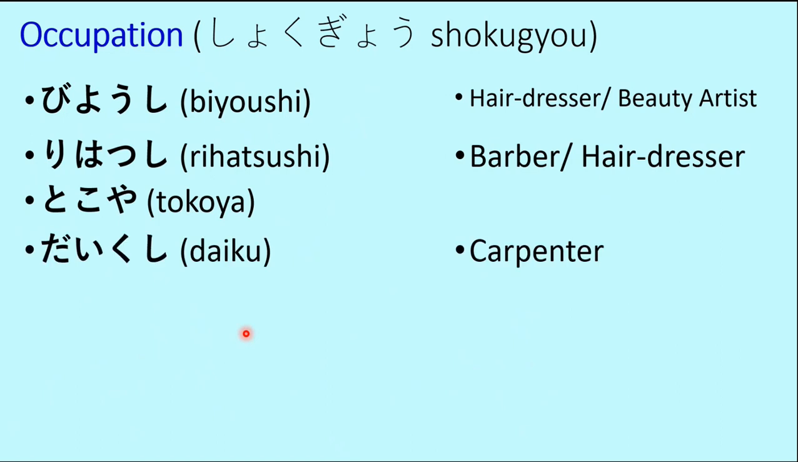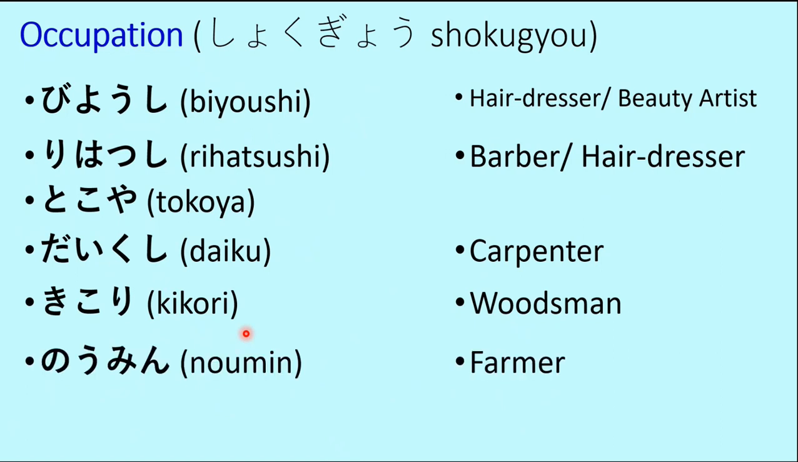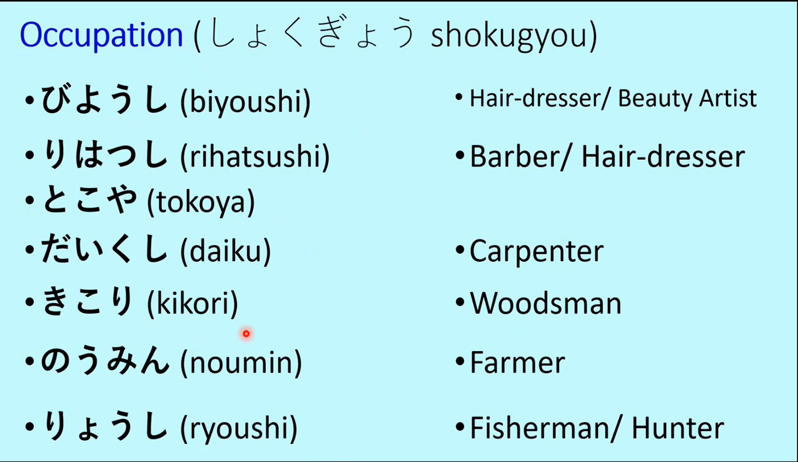Daiku. Daiku is a carpenter, and a woodsman who cuts wood in the forest is kikori. Nomin is a farmer, and ryoshi is a fisherman or a hunter. So these are some common occupations.